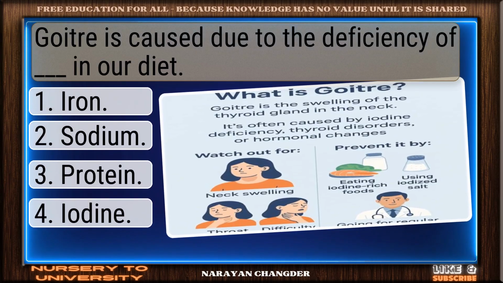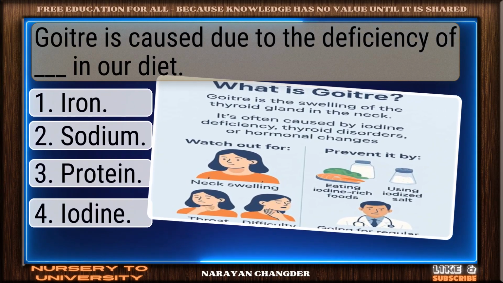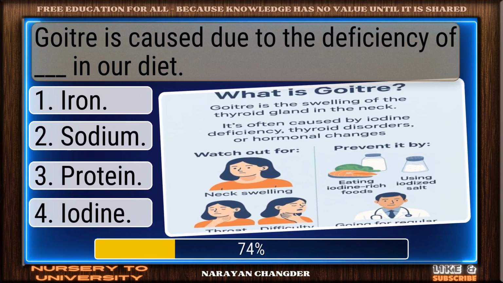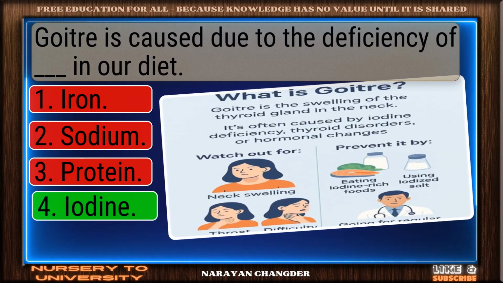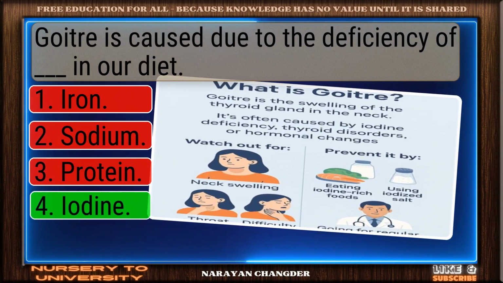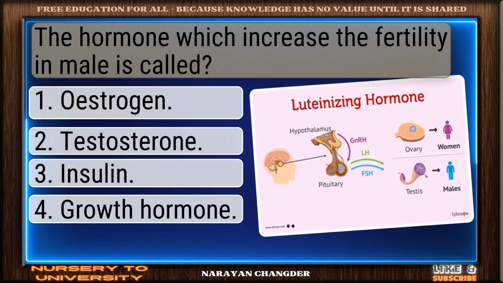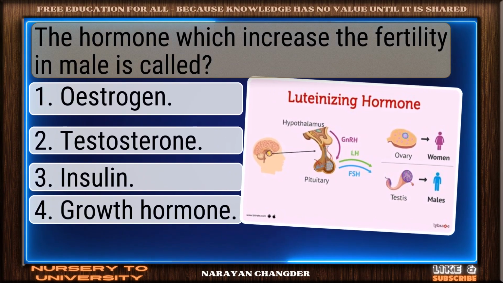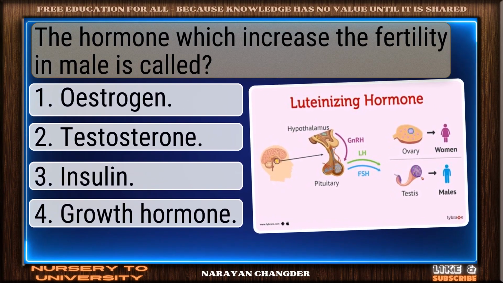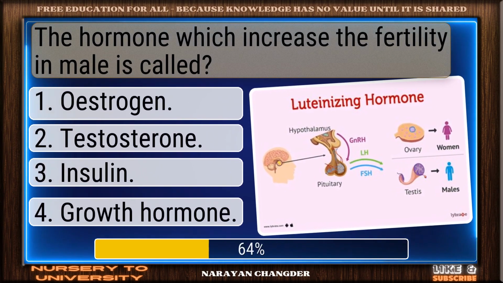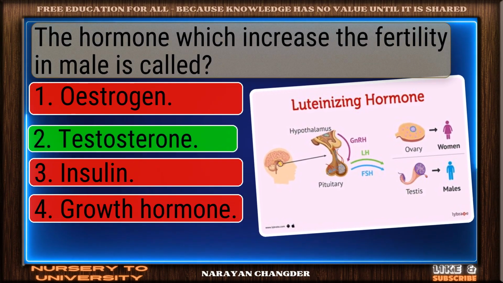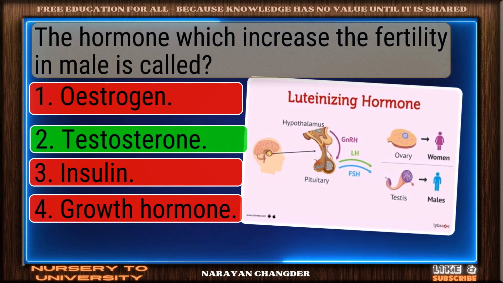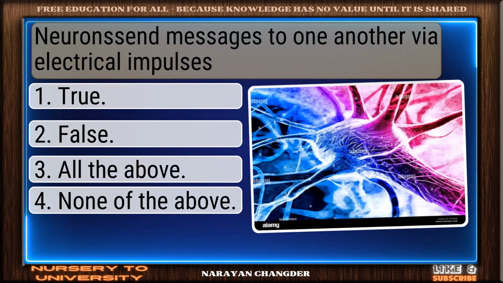Goiter is caused due to the deficiency of dash in our diet. Smart move. Iodine is the accurate answer. The hormone which increases the fertility in male is called. You're right. Testosterone is correct.